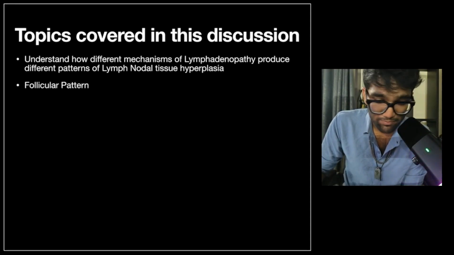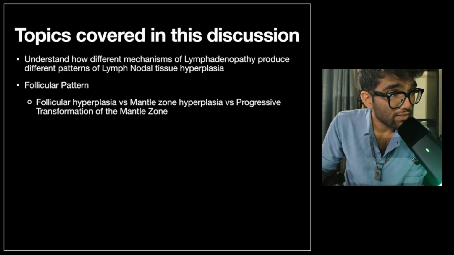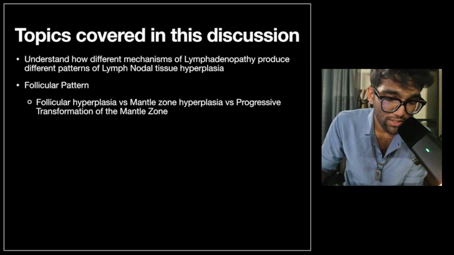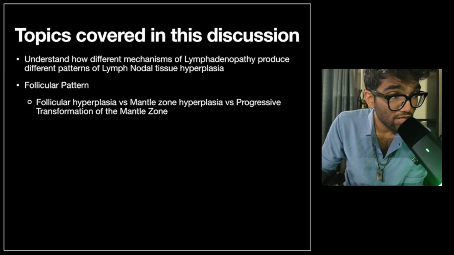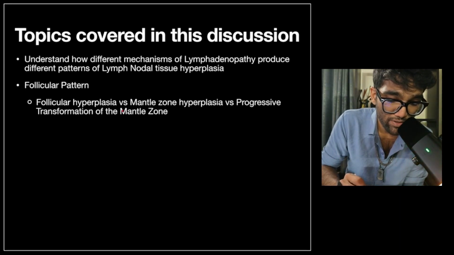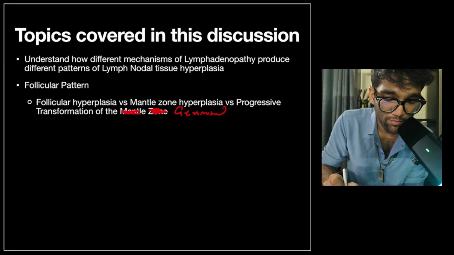However, moving on, the second thing we'll do is look at the different patterns. The first pattern we'll look at will be the follicular pattern. The follicular pattern will consist of three benign abnormal patterns: follicular hyperplasia, mantle zone hyperplasia, and progressive transformation of the germinal center. It's not the mantle zone, this is of the germinal center.